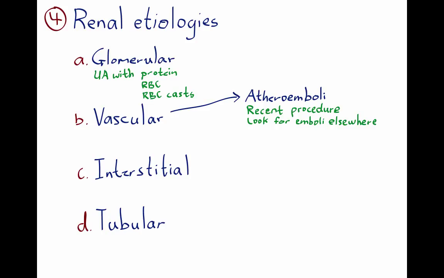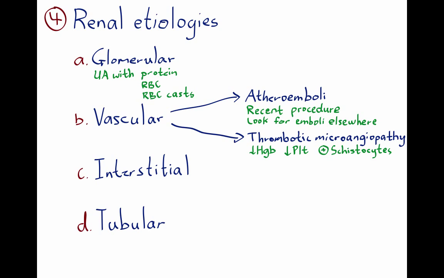But without evidence of emboli elsewhere, it's almost impossible to make this diagnosis, and rarely we need a kidney biopsy. And the second etiology of vascular problems is thrombotic microangiopathy, and this is suspected when the patient has a falling hemoglobin, a falling platelet count, and evidence of microangiopathic hemolytic anemia in the presence of schistocytes.